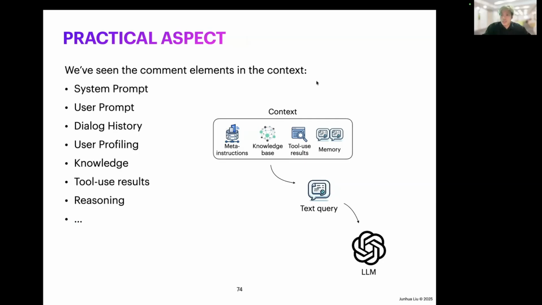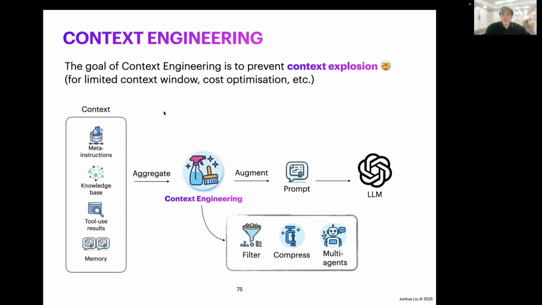Okay, so now that we have found out what context is, let's take a look at some essential context engineering techniques. We've seen the common elements in the context, including the system prompt and user prompt. There are dialogue history and user profiles, which are part of the memory. There is knowledge in the knowledge base. There are tool use results, and also reasoning steps generated by the LLM. So this information can quickly explode, because there are so many things, and as the user's original query gets more complex, the information will be overloaded very quickly.